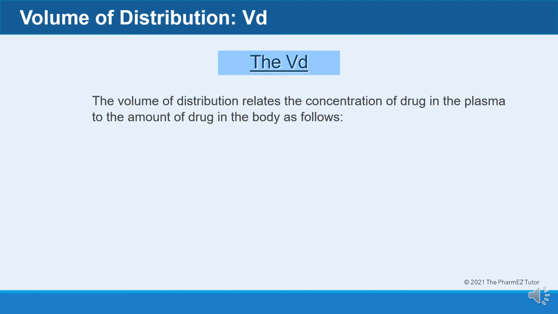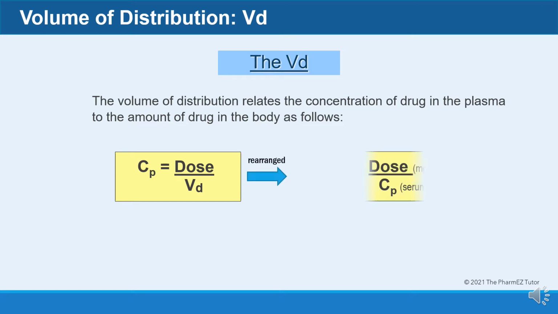The volume of distribution relates the concentration of drug in the plasma to the amount of drug in the body as follows. We take the fundamental kinetic equation that we just learned and rearrange it to solve for Vd, which is equal to the dose divided by the serum concentration, or Cp. Note that the units of Vd are liters per kilogram.